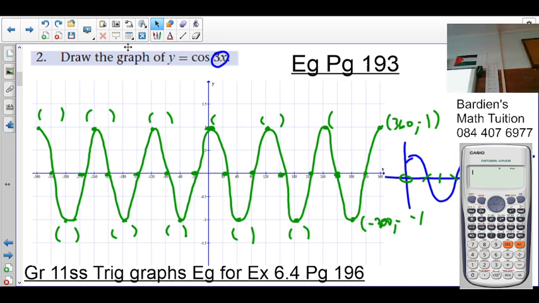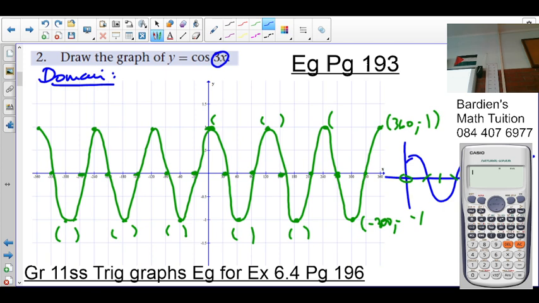So what is my domain? Domain is all possible x values. Okay. So the domain of this graph. I actually drew this graph from negative 360 to 360. Okay. That's what I drew the graph to. But most of the time, I don't ask you the domain, because they give you the domain.